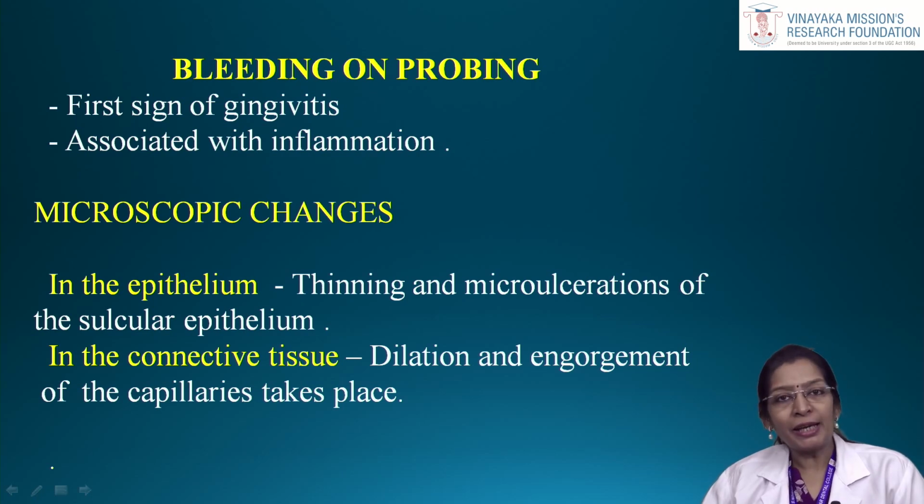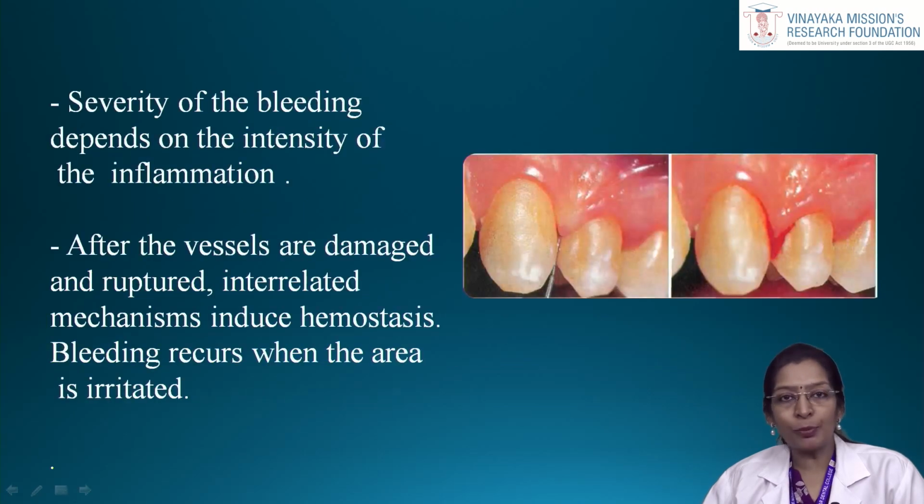So, why does it bleed when you probe that particular area? When you see microscopically, the blood vessels are dilated, engorged, and the epithelium lining the gingival sulcus becomes thin and micro-ulcerated. So, when we insert the probe into the gingival sulcus area, naturally because of the ulceration of the epithelium, it breaks and bleeding occurs.